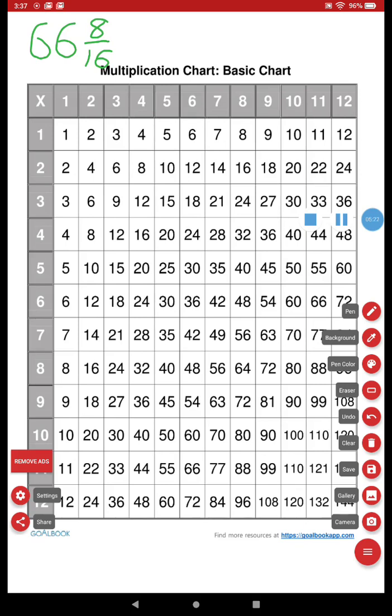All right, let's go to my 8 column. There it is. Let's circle 8, circle 16. 8/16. Can it be simplified? You bet. It can be simplified a lot of ways. 8/16 can become 4/8, or 2/4, or 1/2. Which one is the simplest? 1/2 is the simplest. So simplified, 66 and 8/16 become 66 and 1/2.